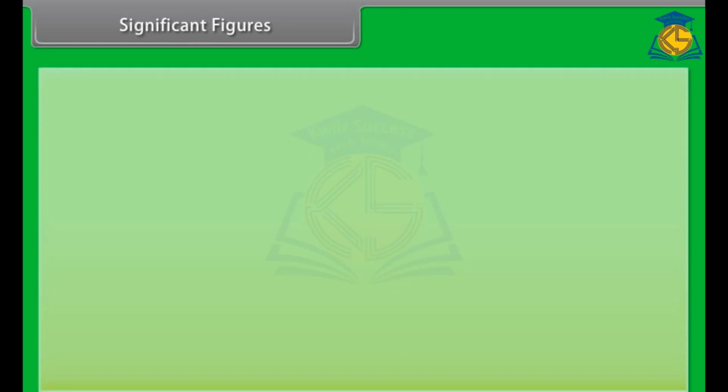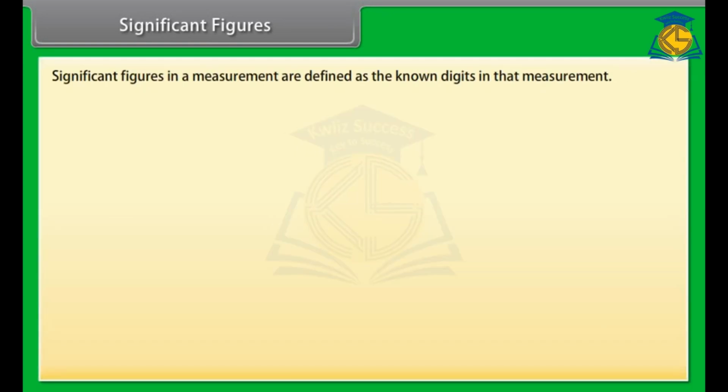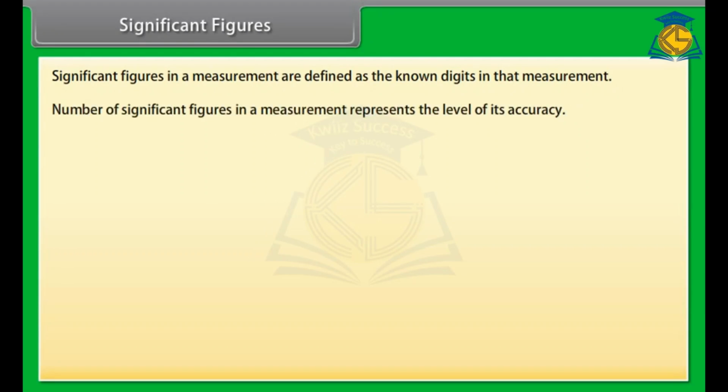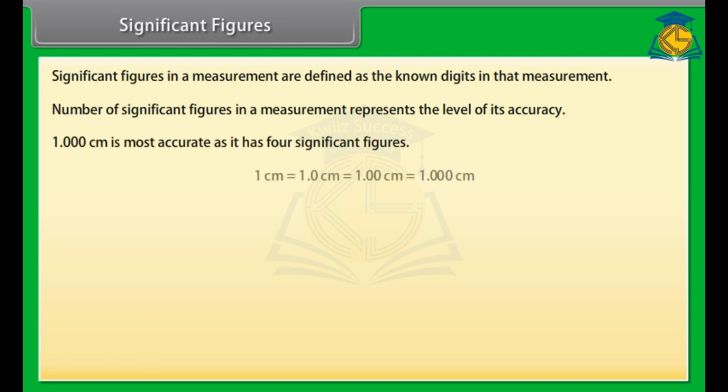Significant figures. Significant figures in a measurement are defined as the known digits in that measurement. Number of significant figures in a measurement represents the level of its accuracy. It means more the number of significant figures in a measurement, more accurate that measurement is. Let us take an example. 1.000 centimeter is most accurate as it has 4 significant figures.